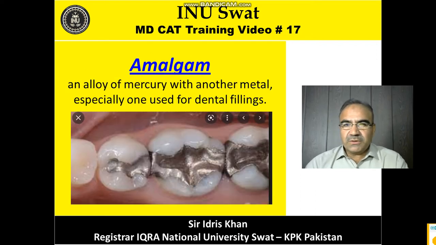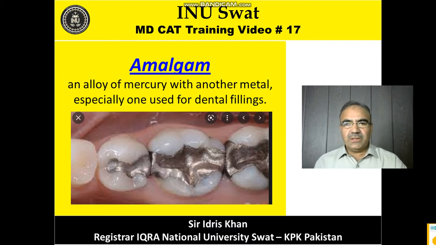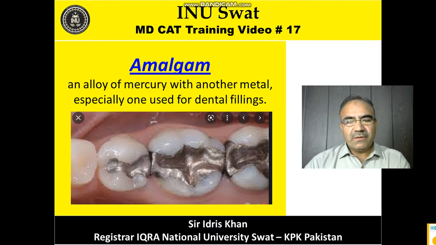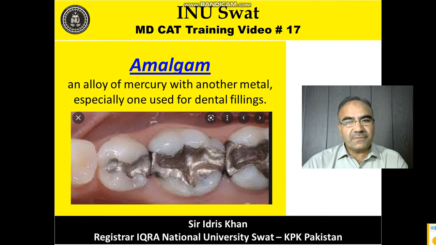We move to another one, amalgam, which is also a kind of alloy, but it's basically an alloy of mercury with another metal, especially one used for dental filling. If you've got any friend in dentistry, you can go to him or her and they will show you what an amalgam is. These dentists use amalgam, a mixture of mercury with another metal, to fill the cavities in your teeth.